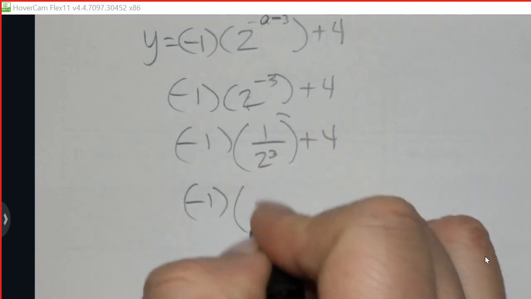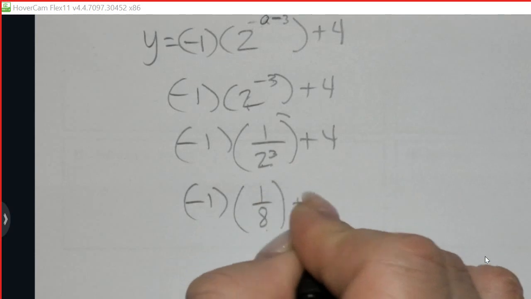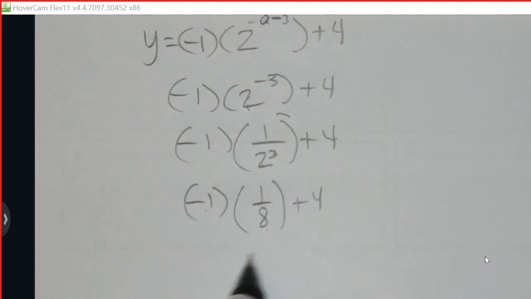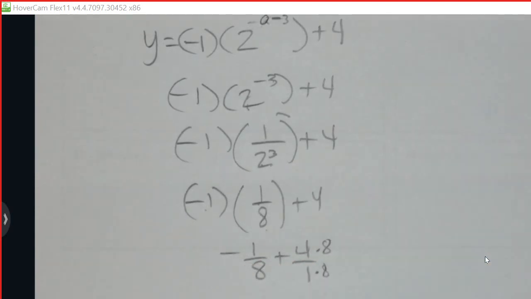So -1 times 1 over 8, because 2 times 2 times 2 is 8, plus 4. A negative times this quantity is a -1/8 plus 4. Now, I'm going to choose at this point just to go ahead and use what he calls a McFarland method. You may want to call it the butterfly method. You may even choose to do the old school way of finding a common denominator, and that would look like this.